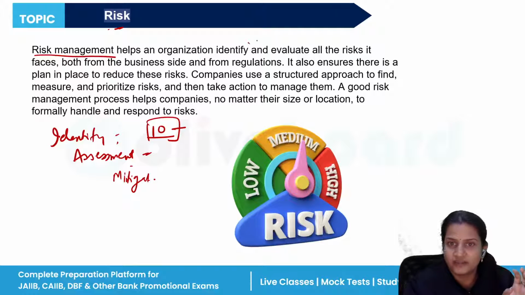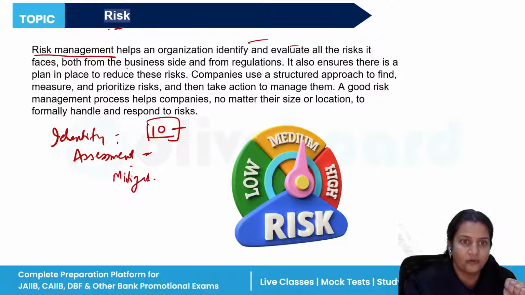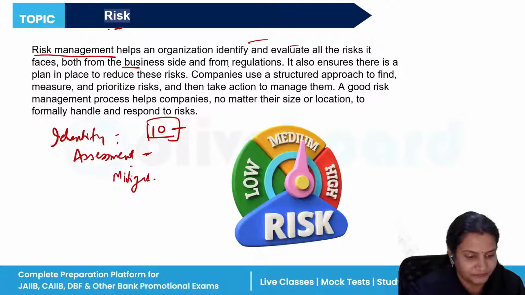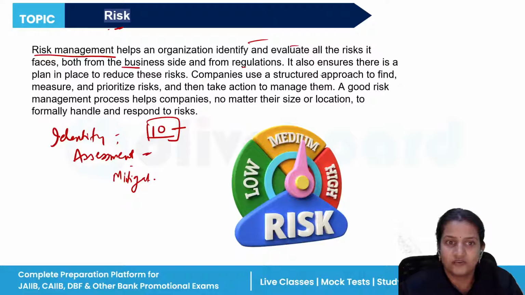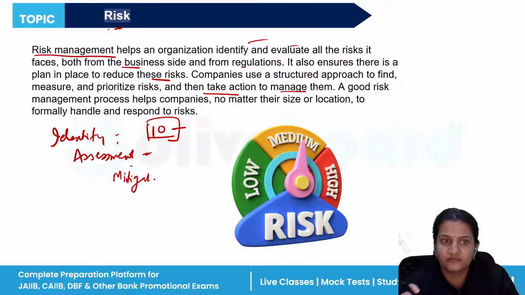So they help organization identifying and valuing the risk from both business side and from regulations. They also ensure how to reduce this risk. They take action to manage them. Okay. And a good risk management process will help companies to mitigate those risks, to minimize those risks, to handle the risk, no matter how large the company is or where the company's location is. If there is a good risk manager, then definitely they will manage every risk of the company. So this was the risk.